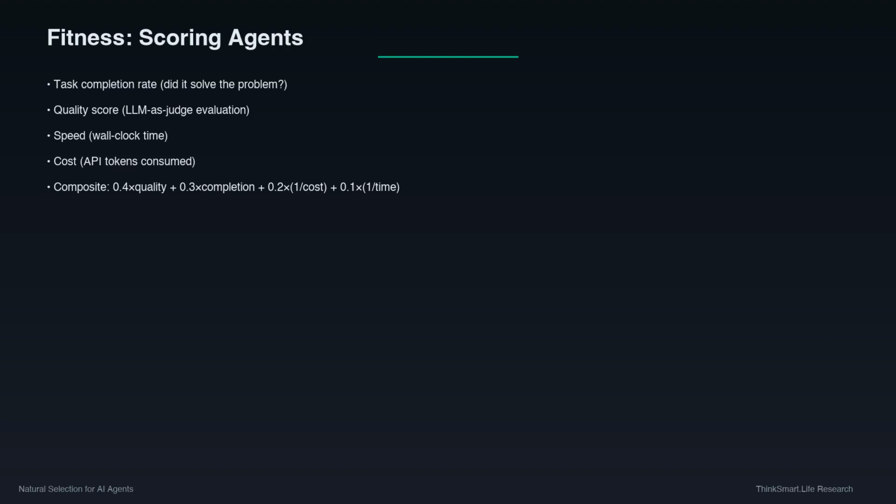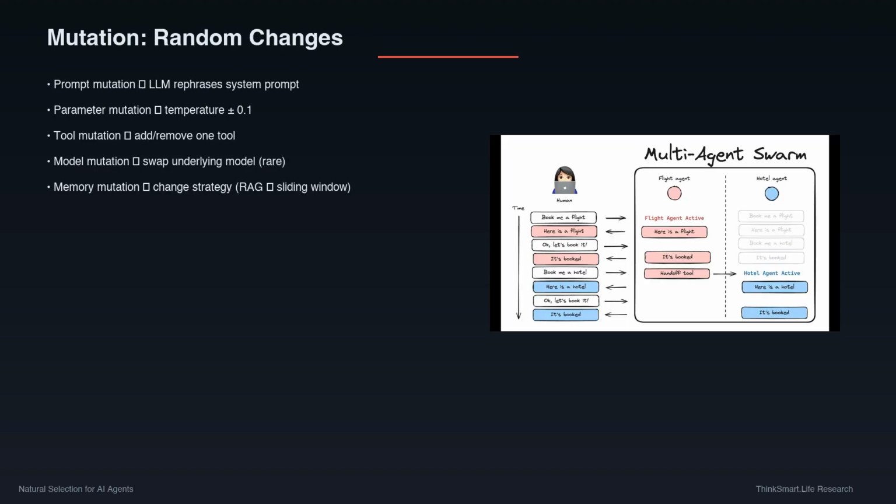Everything maps cleanly. Mutation means making random changes when an agent reproduces. You might ask an LLM to rephrase the system prompt. You might adjust temperature by plus or minus 0.1. You might randomly add or remove a tool. Occasionally, you swap the underlying model entirely. That's a rare, high-impact mutation.